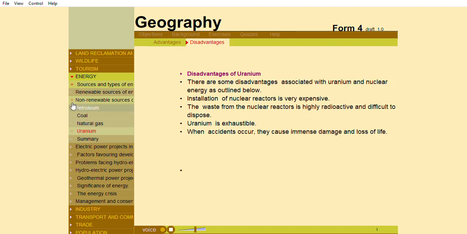However, there are some disadvantages associated with uranium and nuclear energy as outlined below. Installation of nuclear reactors is very expensive. The waste from the nuclear reactors is highly radioactive and difficult to dispose. Uranium is exhaustible. When accidents occur, they cause immense damage and loss of life.